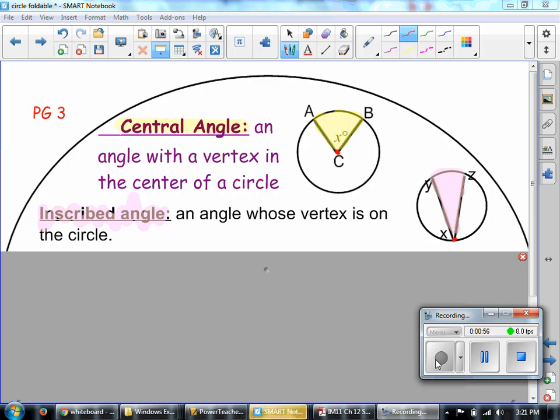So point X right here is your vertex, and it is on the circle. And we've highlighted again in pink here what we're referring to as your inscribed angle. So angle ZXY is an inscribed angle.